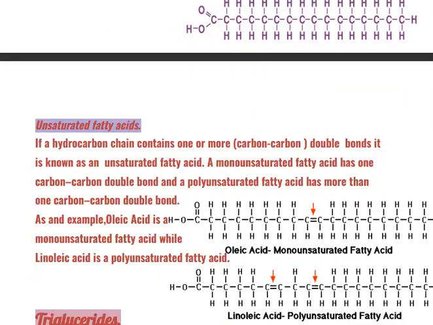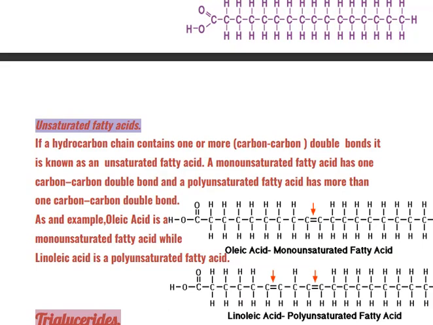Unsaturated fatty acids. If a hydrocarbon chain contains 1 or more carbon-carbon double bonds, it is known as an unsaturated fatty acid. A monounsaturated fatty acid has 1 carbon-carbon double bond, and a polyunsaturated fatty acid has more than 1 carbon-carbon double bond. As an example, oleic acid is a monounsaturated fatty acid, while linoleic acid is a polyunsaturated fatty acid.